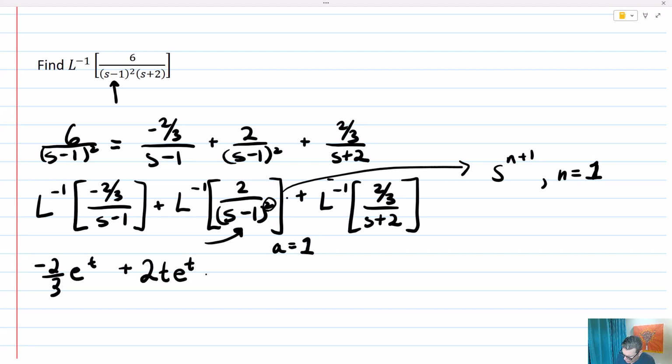Then the third term is going to be plus 2/3, and this will just be e to the negative 2t, just like our standard Laplace transform. So consequently, what happens here with that first shifting theorem is it makes it a lot easier for us to split up our Laplace transforms into component parts using partial fractions, and then find these individual values, particularly here when we have, like, say, for example, linear terms.